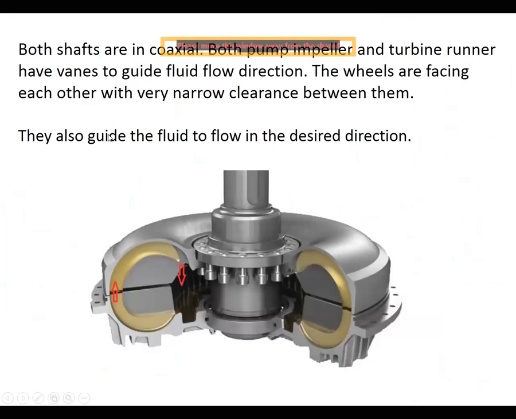Next, coming to this. Both shafts are coaxial here, as I said, and as I showed you in the previous slide. The torque runner has vanes to guide the fluid flow in the direction. These two are mounted in the same coaxial direction, with a small gap provided between the turbine and pump. That gap allows the fluid to flow between the two sections and get energized by pressure, and through that the turbine blades are rotating.